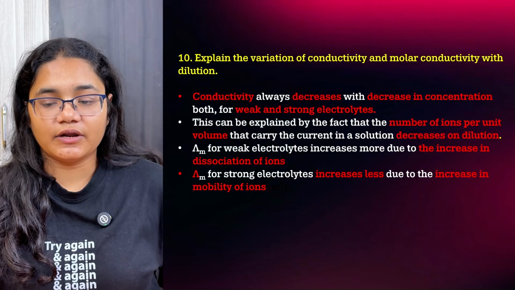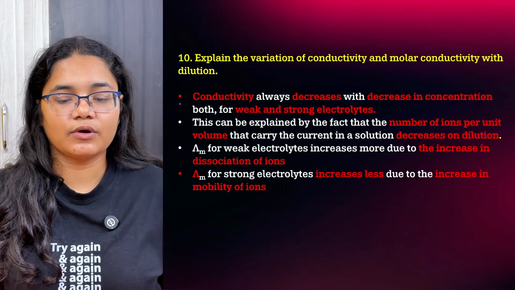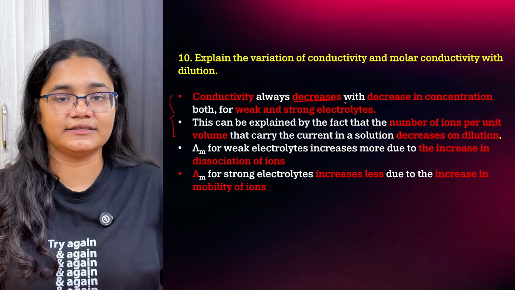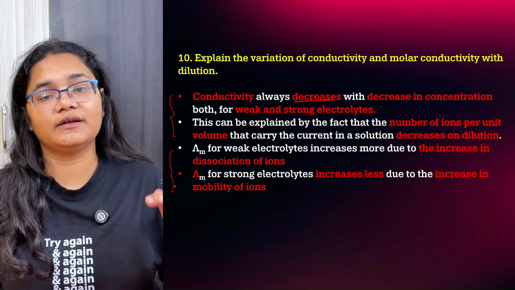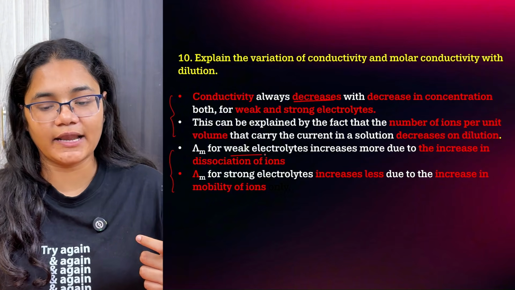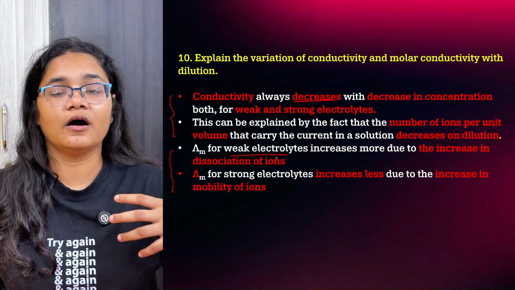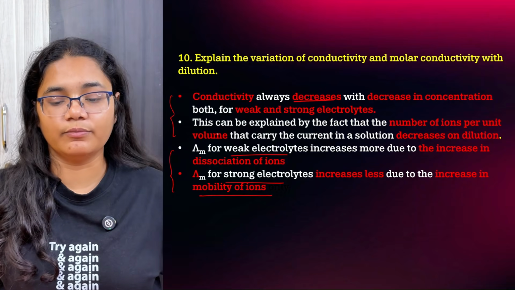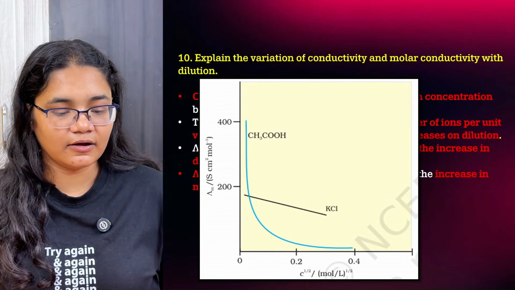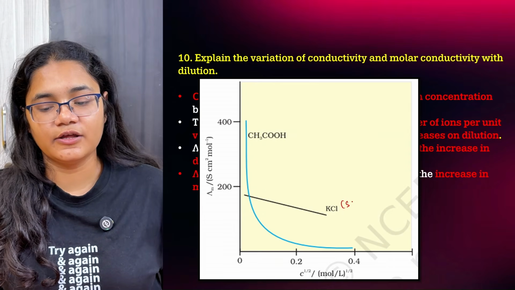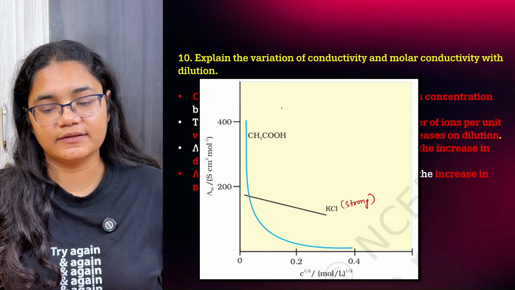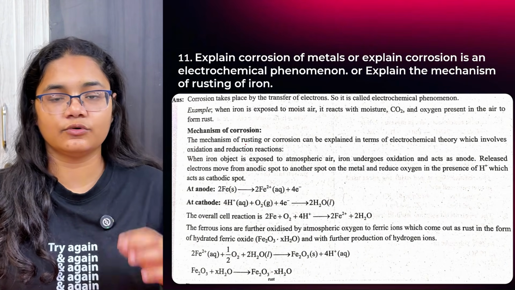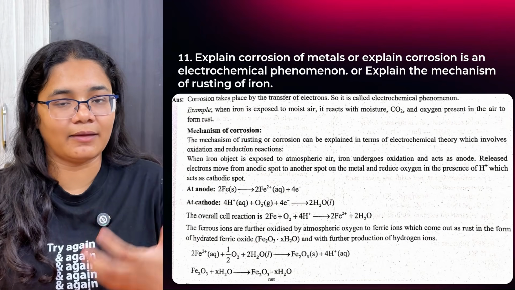Next, explain the variation of conductivity and molar conductivity with dilution. So conductivity always decreases with dilution. That is because the number of ions per unit volume decreases, and molar conductivity increases with dilution. For a weak electrolyte, it increases because of the increase in dissociation, and for a strong electrolyte, it increases because of the increase in the mobility of the ions. Now you can see the diagram here. This is for a strong electrolyte, and this is for your weak electrolyte. Clear?